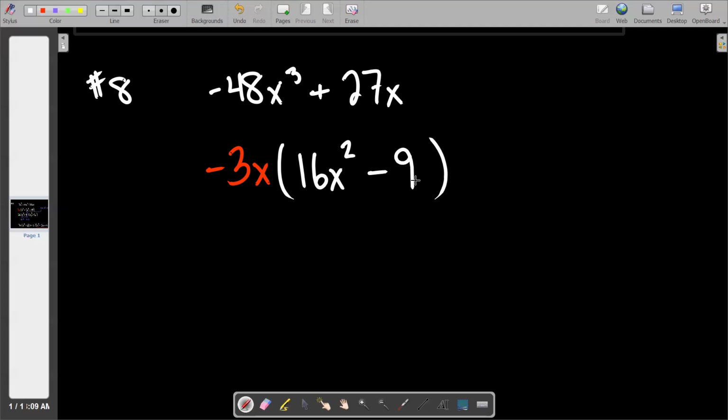Do you know how to factor that difference of squares? Plus 3 and a minus 3, right? And then what else?